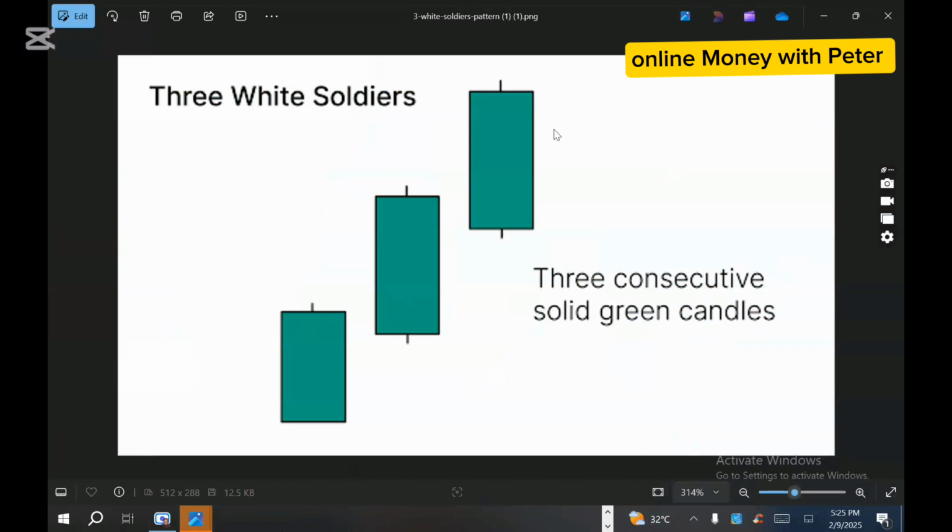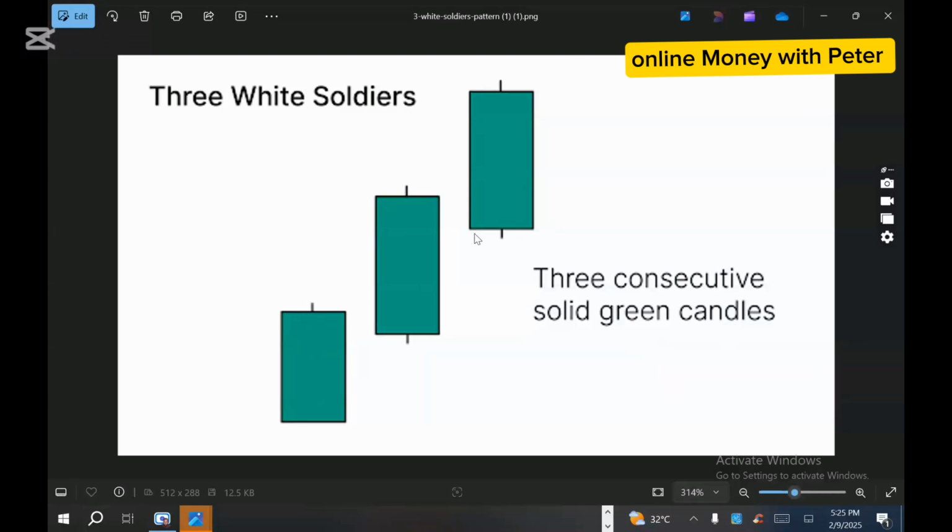These are 3 white soldiers, though the candlestick is green, the name of this pattern is called 3 white soldiers. And for a 3 white soldier to be reliable, first of all, let us see why this pattern forms. Of course, the chart can either be trending up, sideways, or down, whichever direction the market is flowing through.